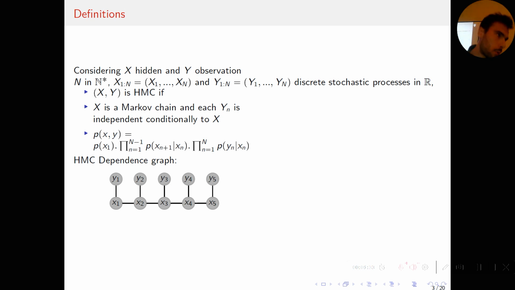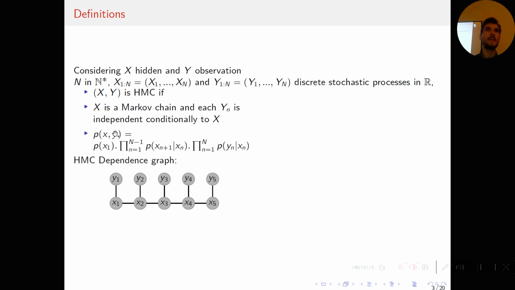So to begin, as an introduction, let's recall some definitions. If we consider that X is our hidden variable and Y the observed one, we can present our problem taking X and Y to be discrete stochastic processes in R, and saying that the couple XY is an HMC, hidden Markov chain, if X is a Markov chain, and each Y at time n is independent of the entire vector X. This definition can be illustrated by this equality.